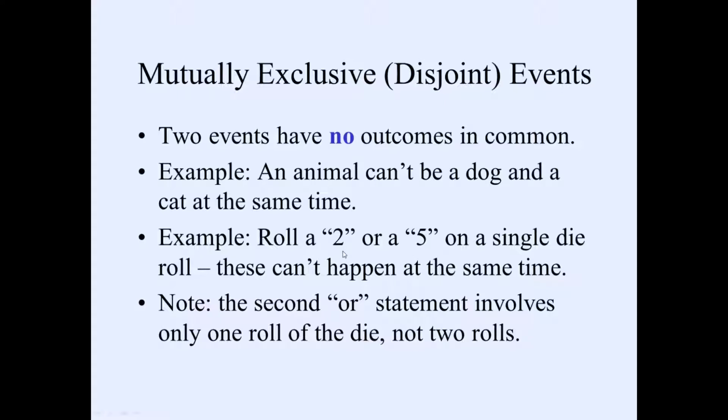Okay? Now, you can get a probability on a single die. The probability of a 2 is 1/6. The probability of a 5 is 1/6. It's an or, so you add them. That's 2 over 6, or 1/3. But they can't happen at the same time. You can't get a 2 and a 5. Kids mess that up.